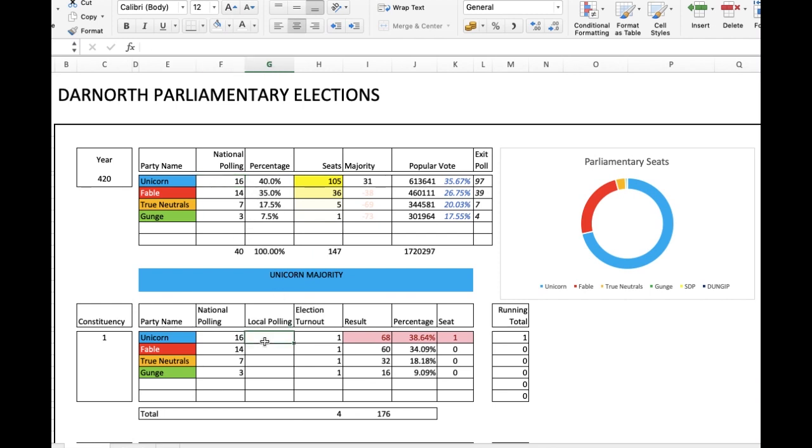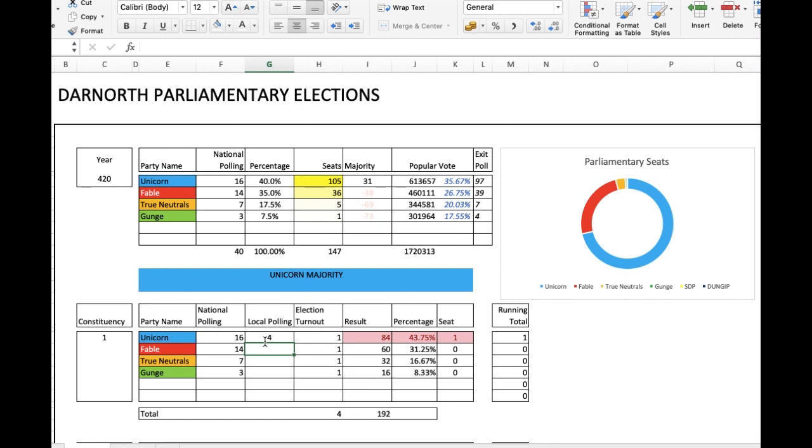Local polling, again, is decided on the roll of some dice. So it initially is a d6. First of all, what I would do would be to toss a coin to decide whether their polling would be positive or negative. So let's do this first one. I got a heads, which is positive, and then I roll a d6, 4, so that is plus 4.